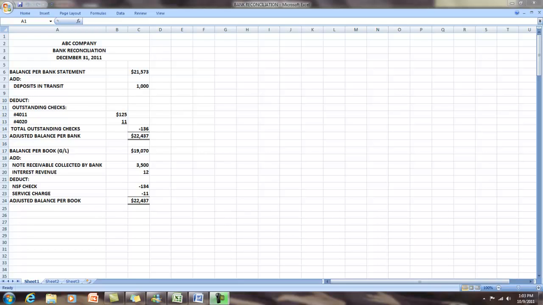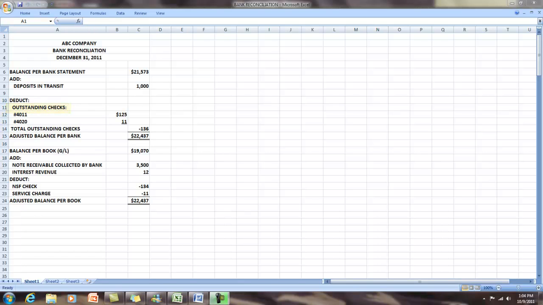Now, in this bank reconciliation, the first item is a deposit that the company made, but the bank hasn't received yet. This could be because the company mailed it and the bank hasn't gotten it, or the company made it after hours. We call this a deposit in transit, and you're probably going to see it on every problem that we do. When the bank does receive it, their balance will increase, so we add it to the balance per bank.